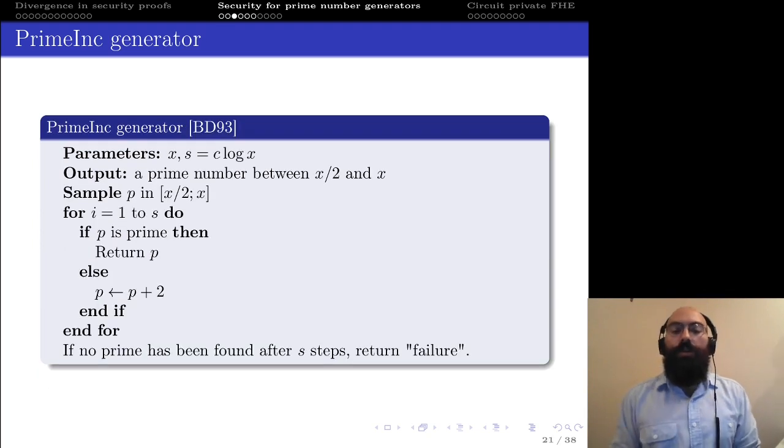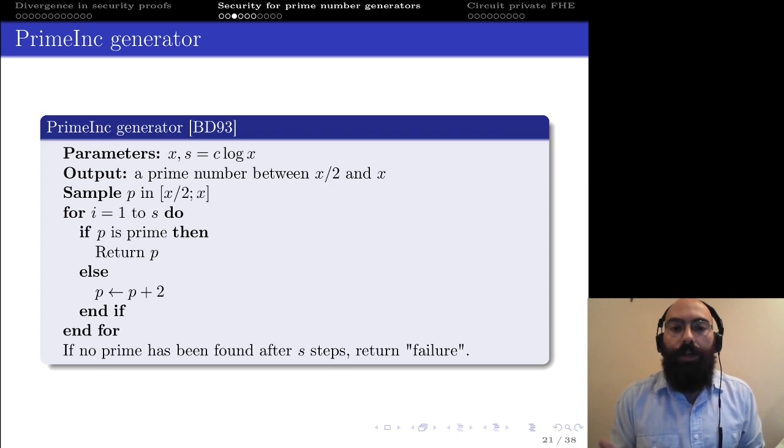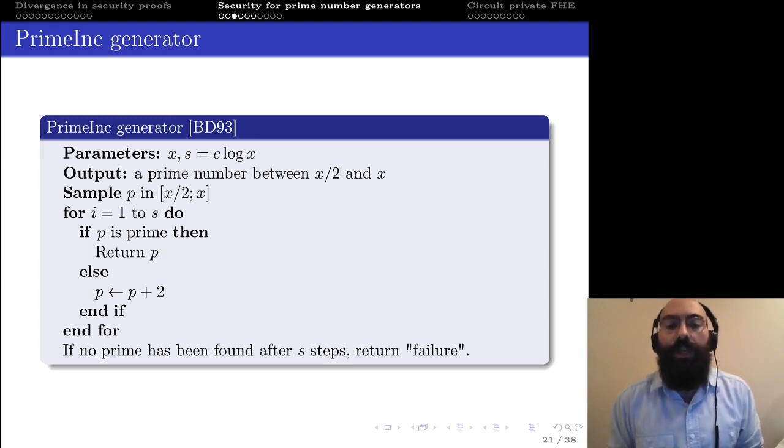So to do that, what they did in the paper is that they introduced a parameter s, which is c times log of x. And the idea is the same thing, you first sample a number and add 2 until you get a prime, but you do that at most s times. And if after those s steps you don't get a prime, just return failure or you start again. And this will actually be enough to act like a random generator. And this is important because this algorithm is used a lot in the industry because of its simplicity.